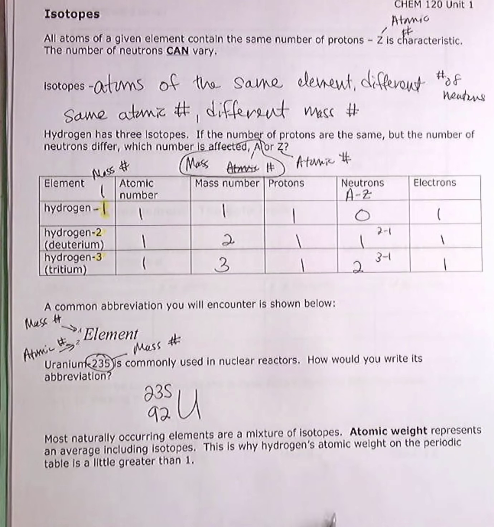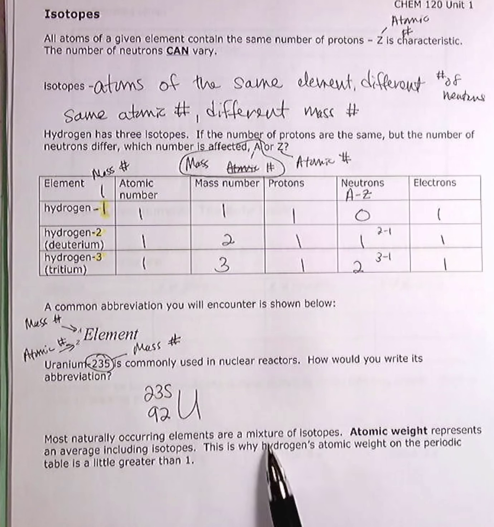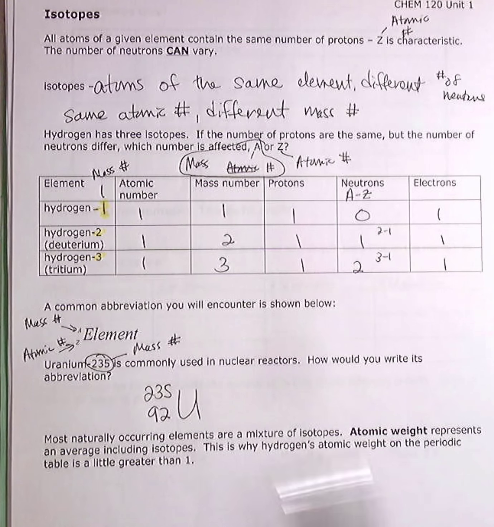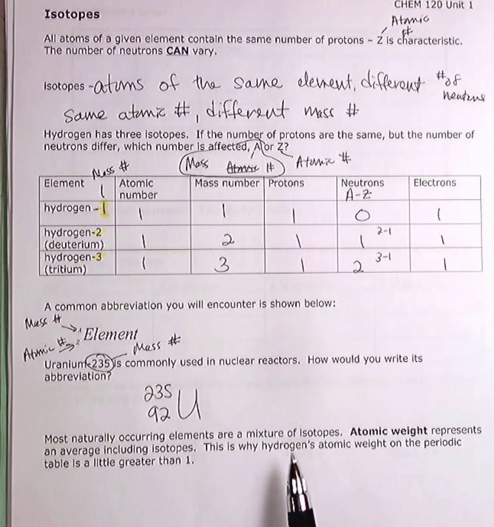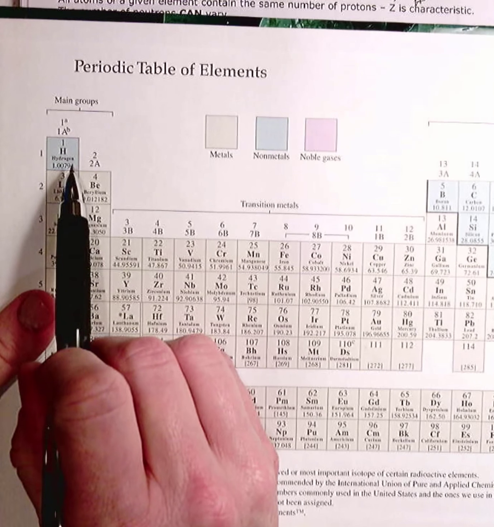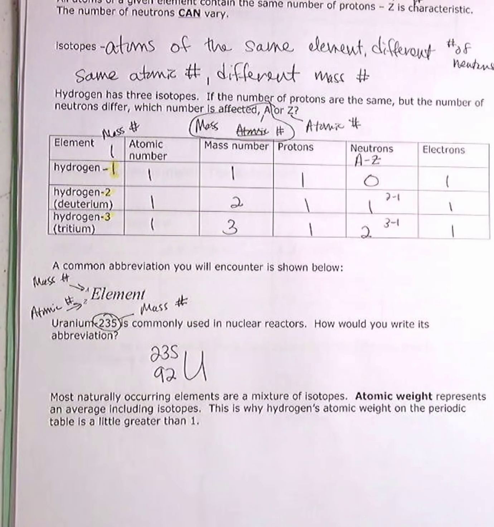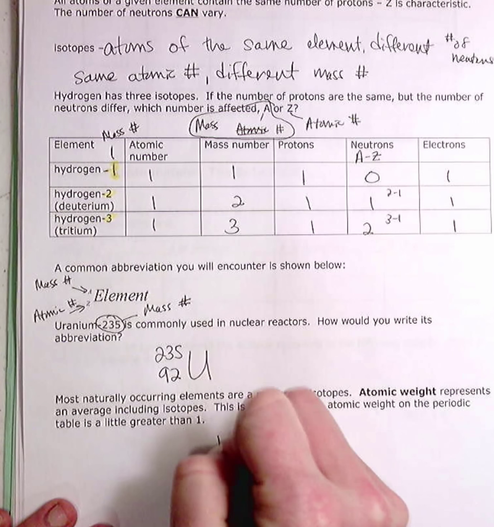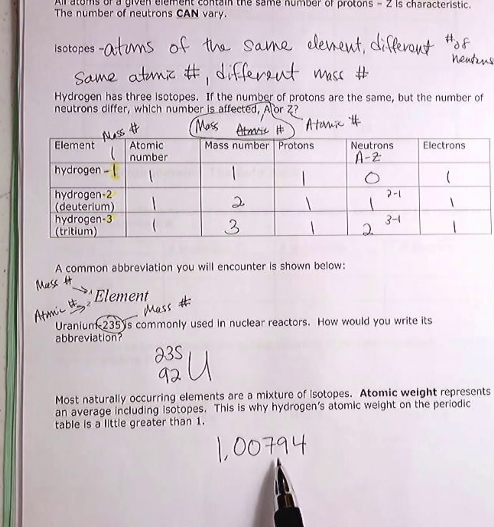Okay, this is what I mentioned earlier. Most naturally occurring elements are a mixture of isotopes. Atomic weight represents an average including isotopes, just like your average in a class. This is why hydrogen's atomic weight on the periodic table is a little greater than 1. So if you look at the periodic table, this number on the bottom is the atomic weight, so it's 1.00794. So that means there's a lot of naturally occurring hydrogen 1, but there's also some hydrogen 2 and hydrogen 3.